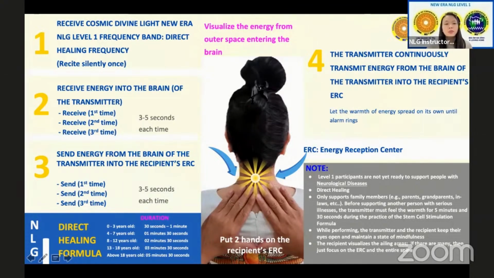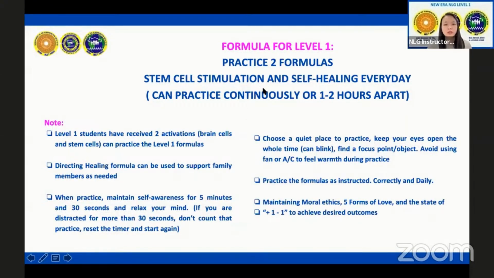And also remember to focus for the entire duration, because even if your timer is on, even if you're sitting there transmitting energy to a person, but your mind starts to wander off, of course, that won't be effective. Okay. Now onto the notes here.